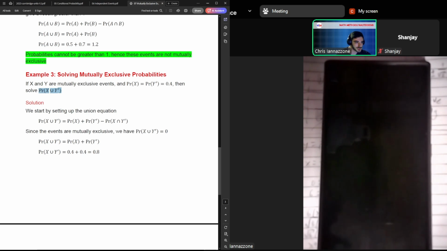You'll notice unions show up a fair bit for mutual exclusivity and for independent events, simply because both are talking about how the intersection works. One tells you the intersection is the multiplication of the two things, and the other tells you the intersection is 0. So if you expand out this union, it ends up looking like x plus y dash minus the intersection of x and y dash. Mutually exclusive means this is 0. We have x, we have y dash, they're both 0.4. Add them together for 0.8. Happy there?